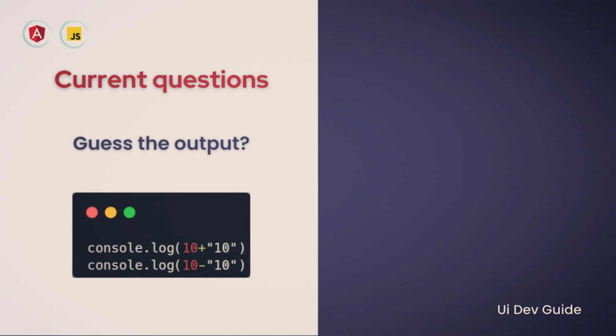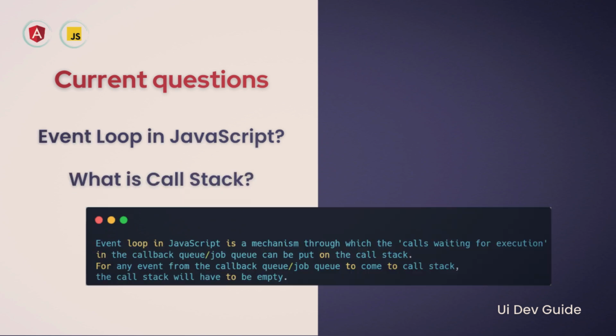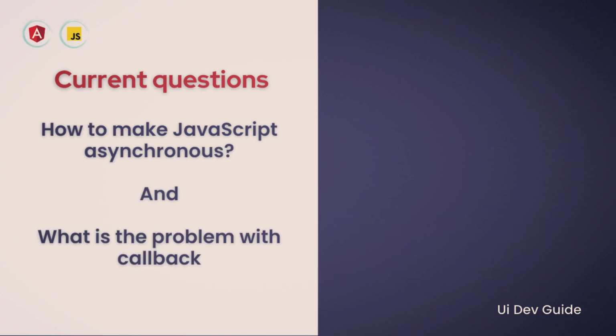Okay. Have you heard about the event loop? Event loop, call stack. Event loop is the heart of JavaScript. It checks what things need to run, how, and when. It's a very basic question.